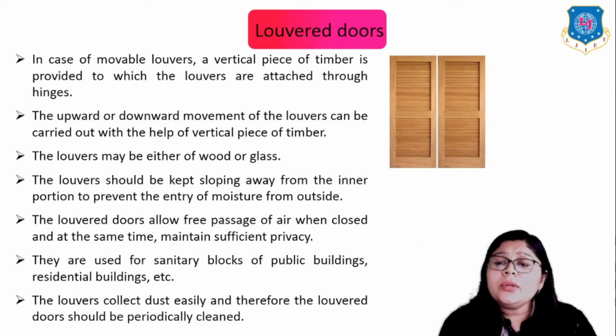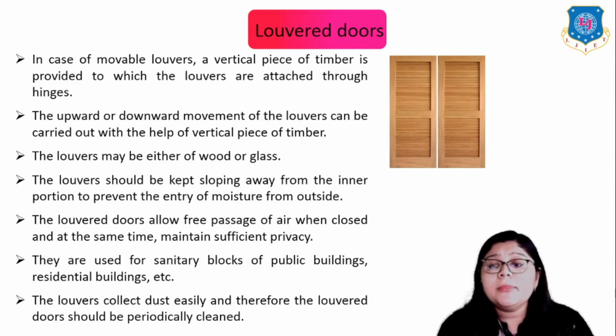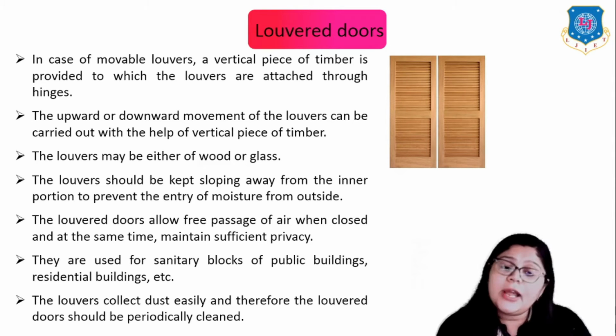Now, in addition to that, I want to say that in case of movable louvers, a vertical piece of timber is provided to which the louvers are attached through the hinges. The upward and the downward movement of the louvers can be carried out with the help of the vertical piece of timber. The louvers may be either of wood or glass, and this is kept sloping away from the inner portion to prevent the entry of moisture from the outside.